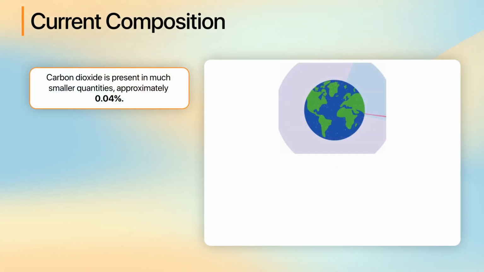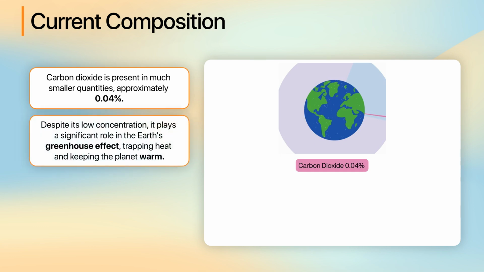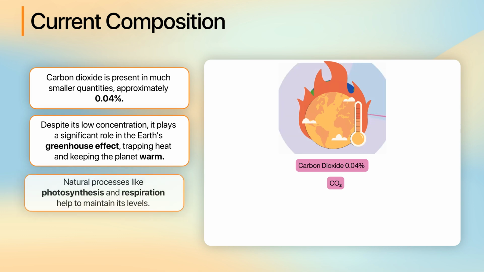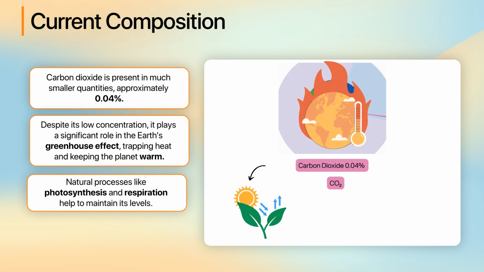Carbon dioxide is present in much smaller quantities, approximately 0.04%. Despite its low concentration, CO2 plays a significant role in the Earth's greenhouse effect, trapping heat and keeping the planet warm. As with oxygen, natural processes like photosynthesis, where plants absorb CO2, and respiration, where organisms release CO2, help to maintain its levels.